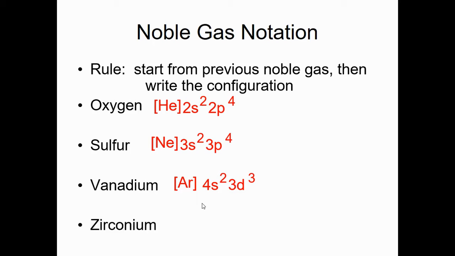Let's try zirconium, and I'll show you zirconium on the periodic table. You find the noble gas that comes before it, the one in the row above it. And for that case, it's argon. And then all we need to write is what's left: 5s2, 4d2. Let me show you that on the periodic table.